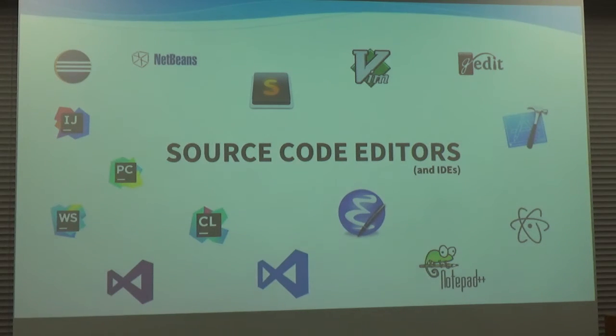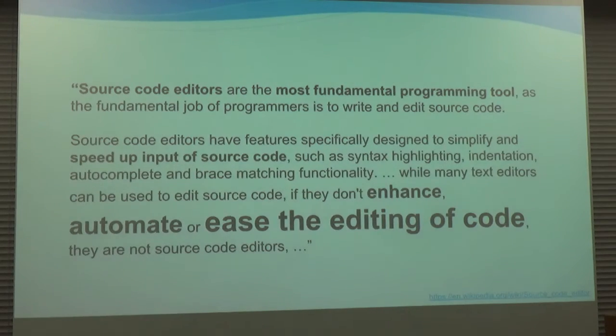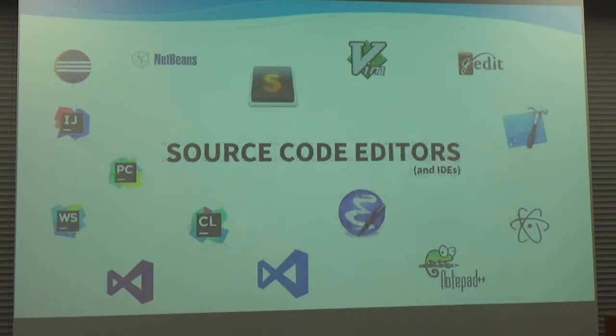And why we're using these is quite obvious if we look at the definition on Wikipedia. Wikipedia says that source code editors are the most fundamental programming tools for the programmer, and they should speed up the input of source code. And other editors could be used as source code editors, but if they don't enhance, automate, or ease the editing of code, then they're by definition not source code editors. So a natural response to reading this is, well, I just pick a random editor from this list, and my concerns are gone.